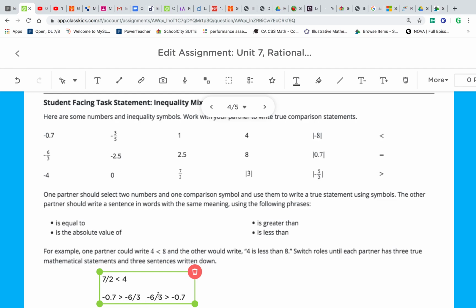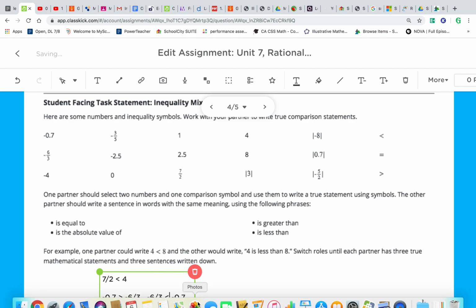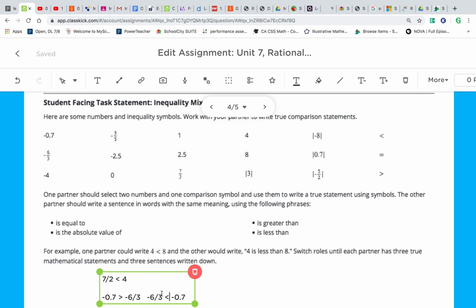Negative 2, which is what this is, we have to switch. This is exactly what I was trying to get at here. You're going to need to switch the sign around. Negative 6 over 3 is less than negative 0.7, so this is correct. What I had before is a common mistake. The way people will leave it, they'll forget to change the inequality sign.